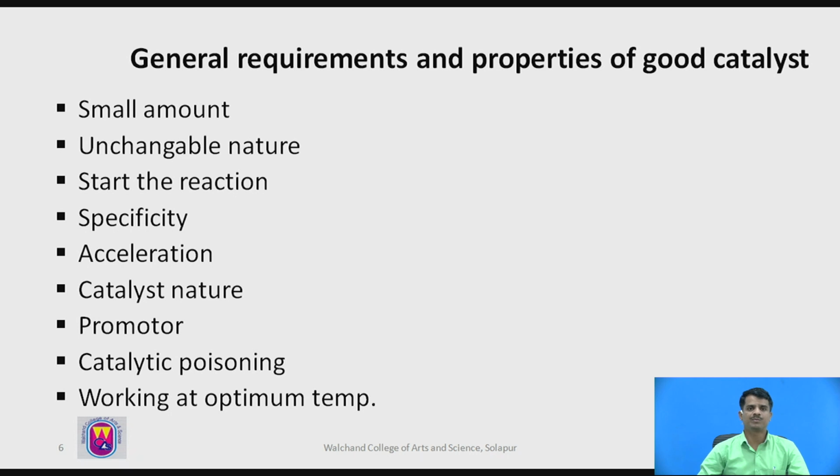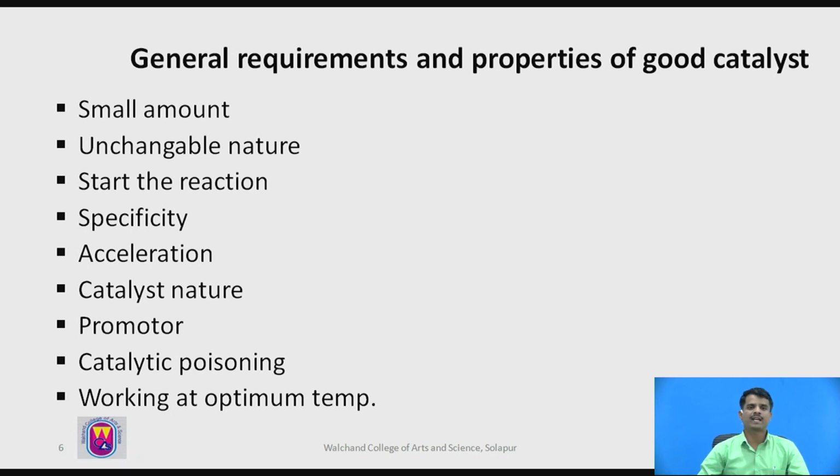The catalyst specificity is the next one. Here, the action of the catalyst is highly specific, means any one compound which accelerates or catalyzes one reaction may fail to catalyze another reaction. For example, MnO2 decomposes KClO3, but it fails to decompose KClO4. Next one, acceleration. A catalyst accelerates both the forward reaction as well as the backward reaction to the same extent without changing the equilibrium of a reversible reaction.